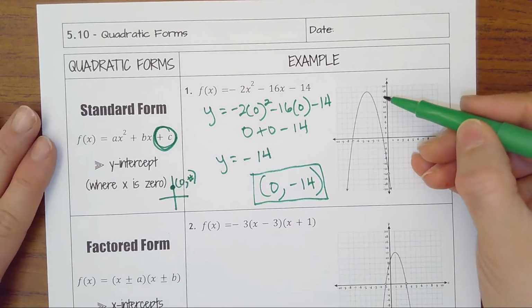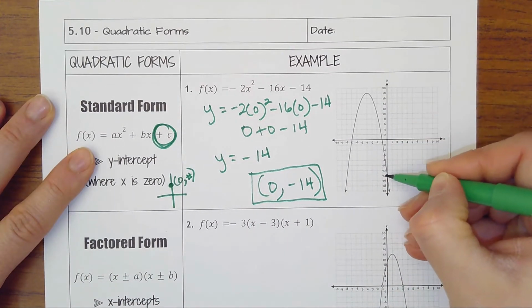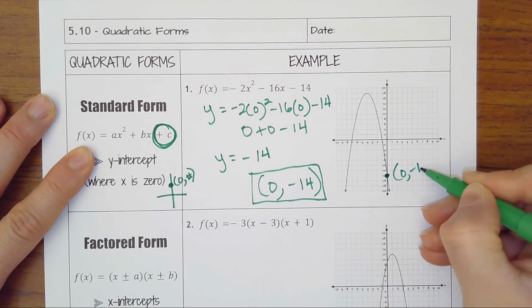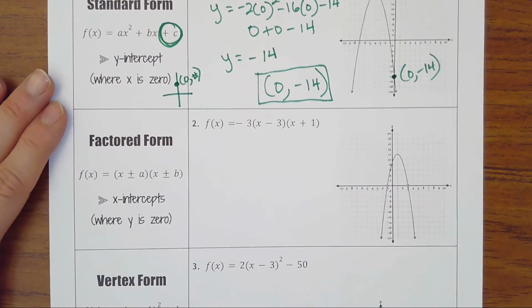And then here's what the graph of this looks like. And so you can see right here, there's the y-intercept at 0, negative 14. All right, then we have factored form.